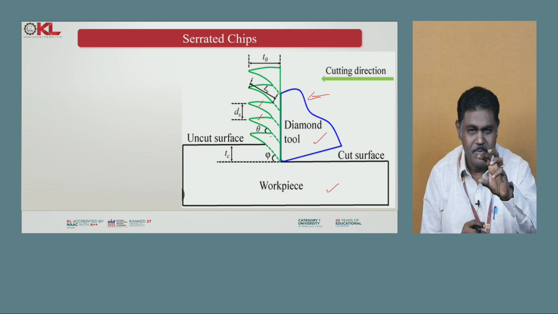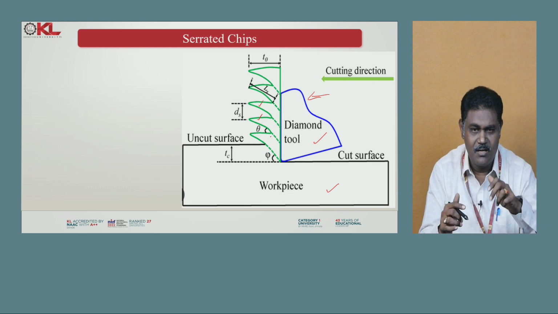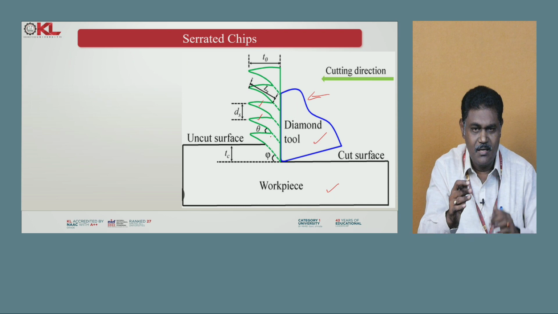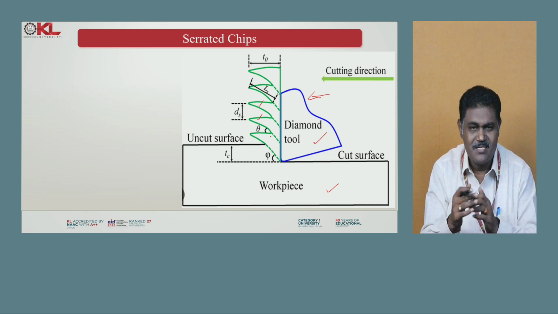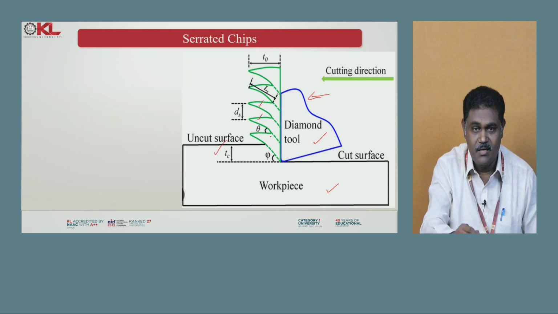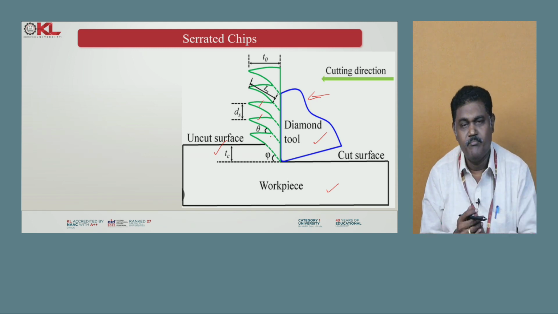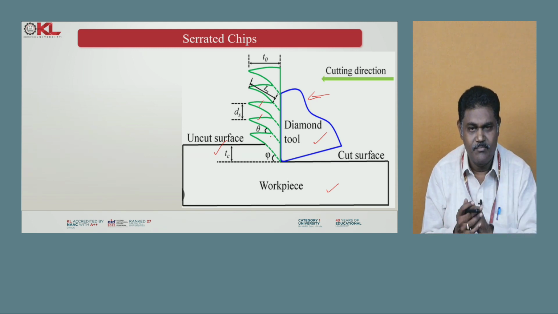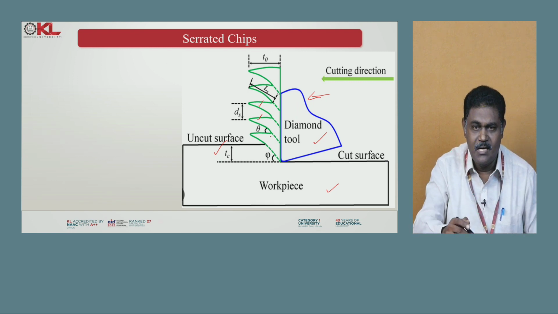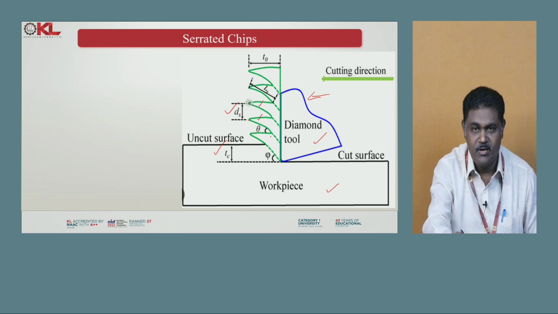That depends upon the material. Here we are showing some of the geometrical variations of the chips. Here is the thickness of the chip before cutting the material. Then you can see the distance ds, which is the distance from one chip formation to another chip formation.